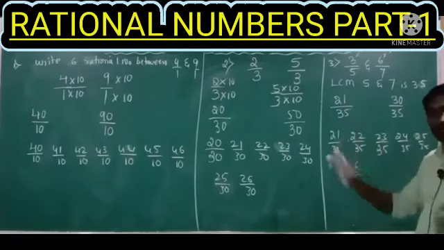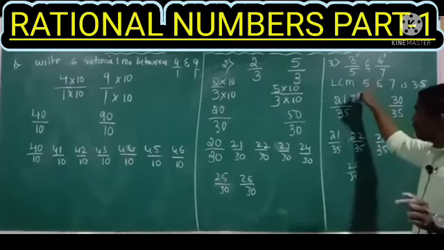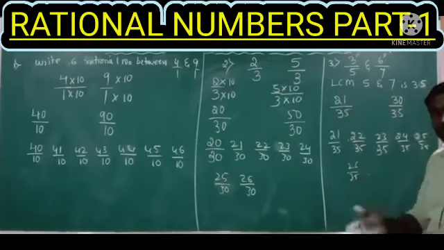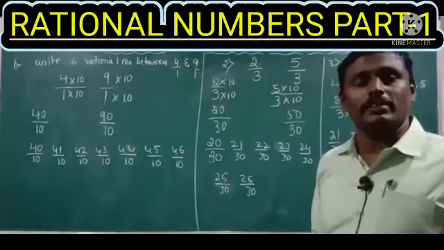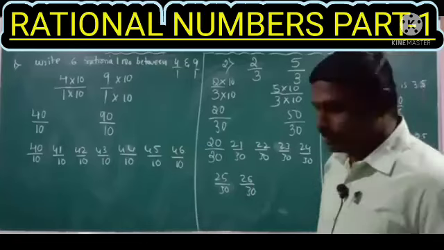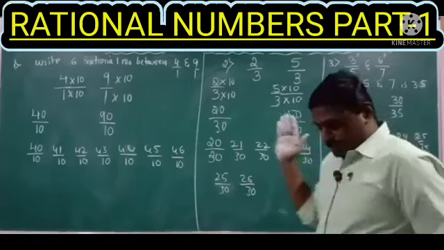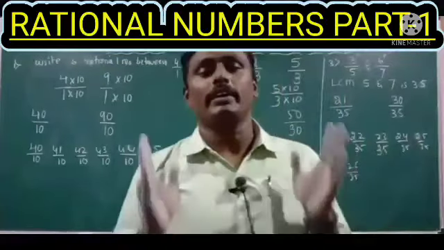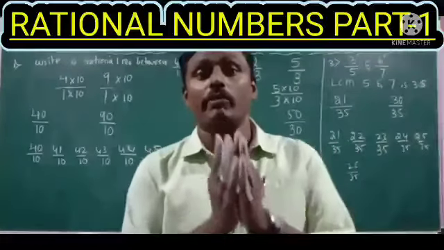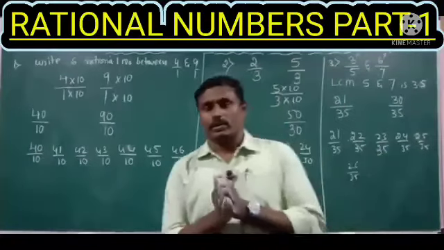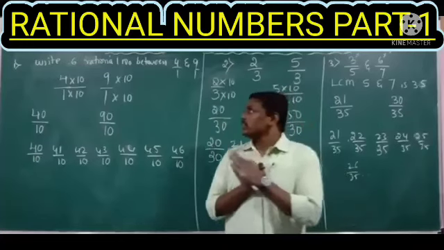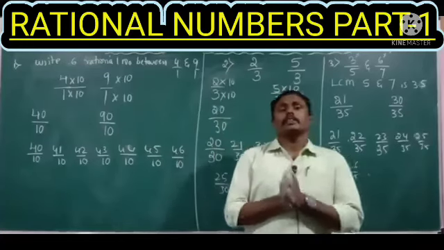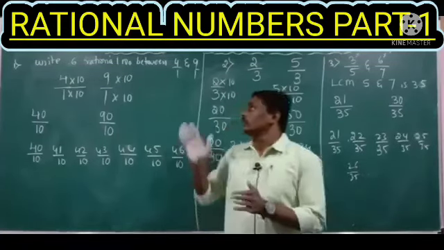Here I am not multiplying anything. Suppose if I multiply by 10 or 100 or 1000, I can write infinite numbers, no? So we can write infinite number of rational numbers between any two given numbers. Okay, so these are some basic concepts related to rational numbers.